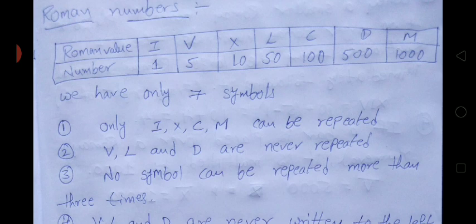For every symbol we have a value. So in our Hindu Arabic system, I equals 1, V equals 5, X equals 10, L equals 50, C equals 100, D equals 500 and M equals 1000. Now, we have only 7 symbols. To write the numbers in Roman numerals, we have to learn only these 7 symbols. By using these 7 symbols, we can write all the numbers in Roman value.